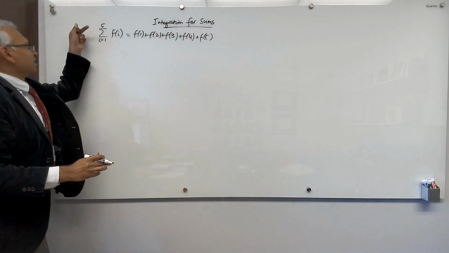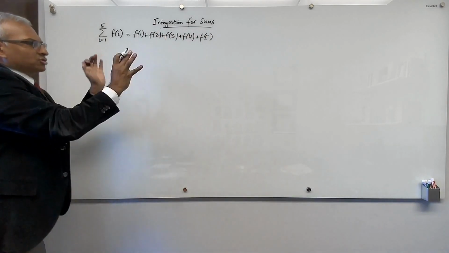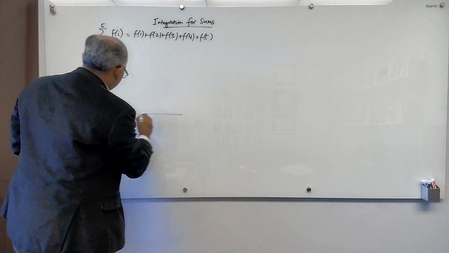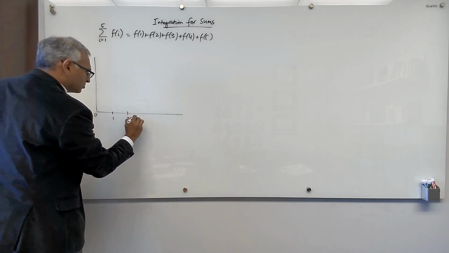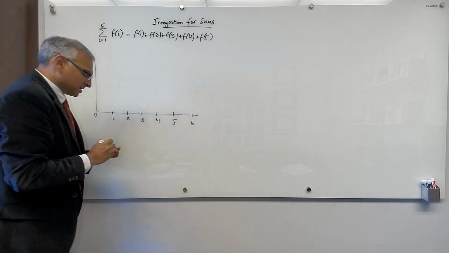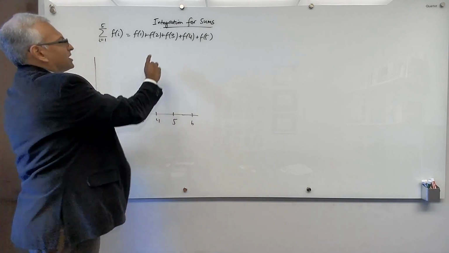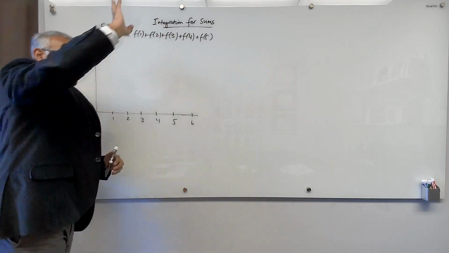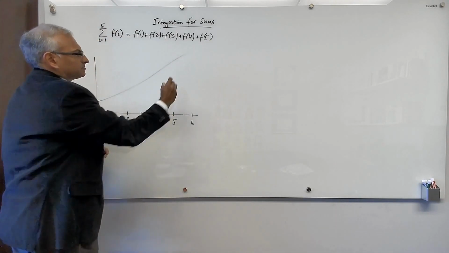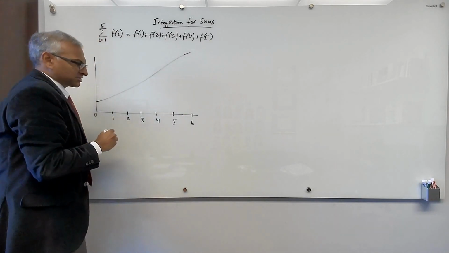Okay, and we generalize to even if the upper limit is n. So let me show you what this looks like on a picture. Let's draw f of x. So here's 0, 1, 2, 3, 4, 5. Let's put in 6. Now I'm going to make an assumption. Let's assume that this function f is increasing. So it looks something like this. It's an increasing function.